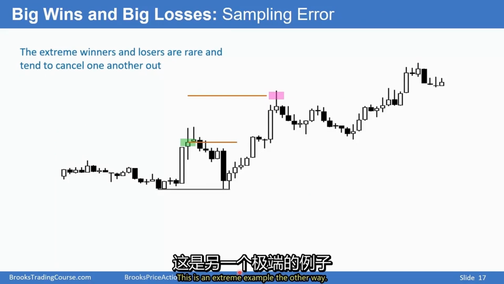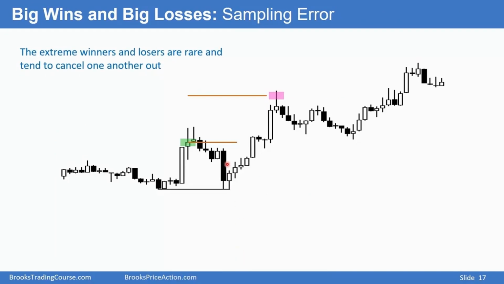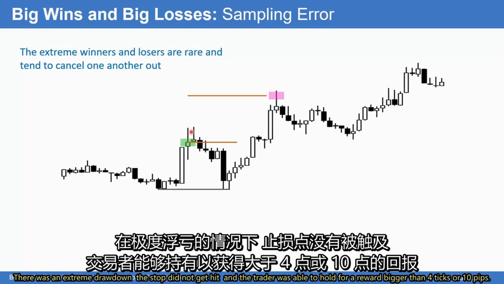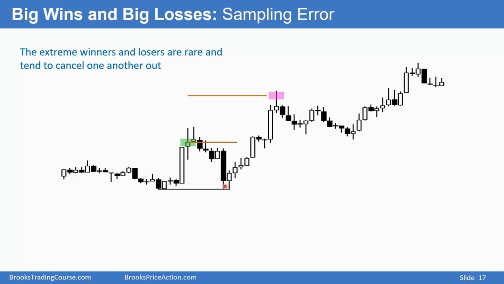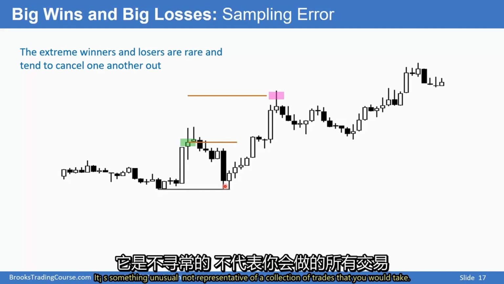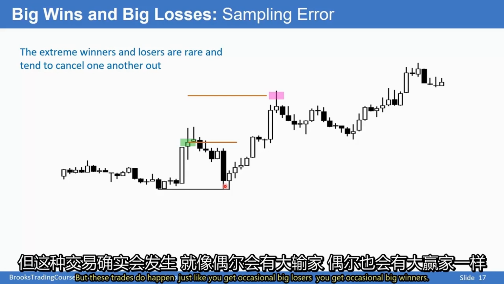This is an extreme example the other way. There was an extreme drawdown, the stop did not get hit, and the trader was able to hold for a reward bigger than 4 ticks or 10 pips. It also is an outlier. It's something unusual, not representative of a collection of trades that you would take. But these trades do happen. Just like you get occasional big losers, you get occasional big winners.